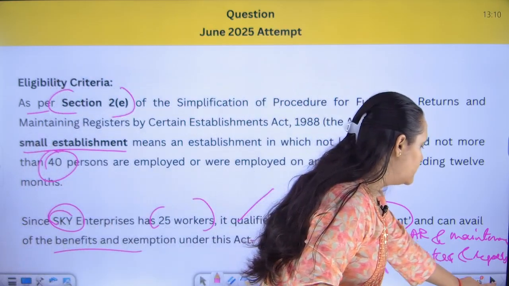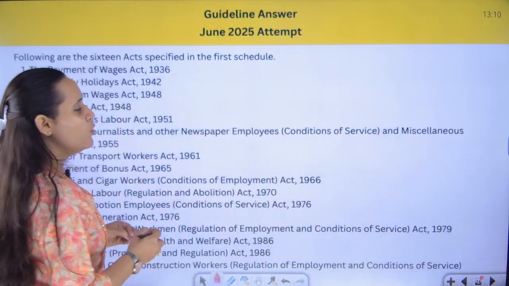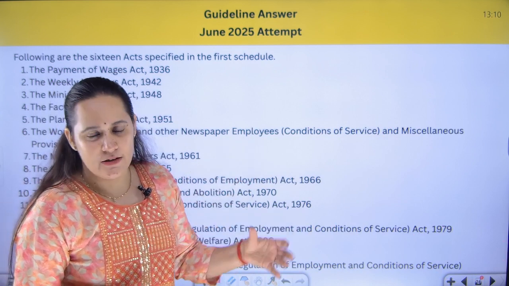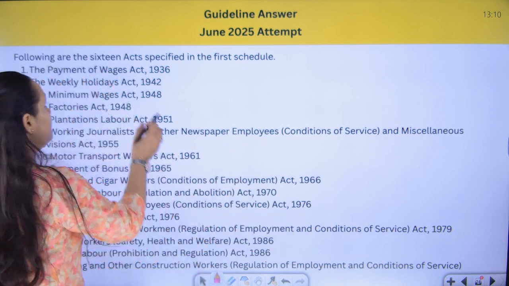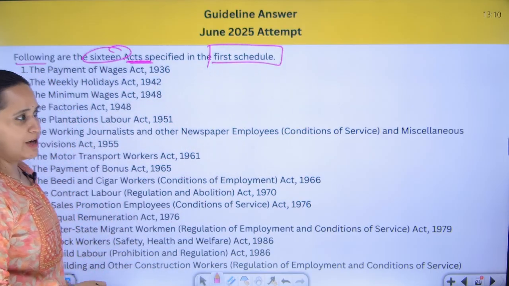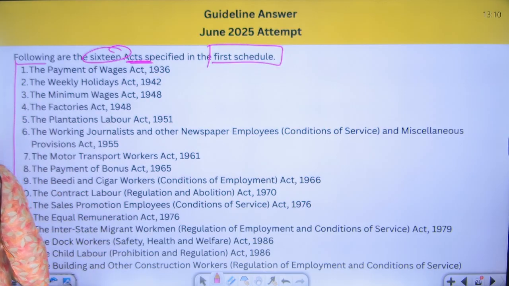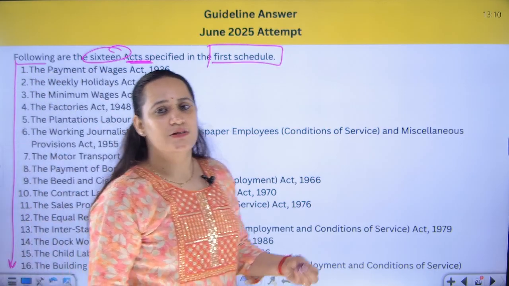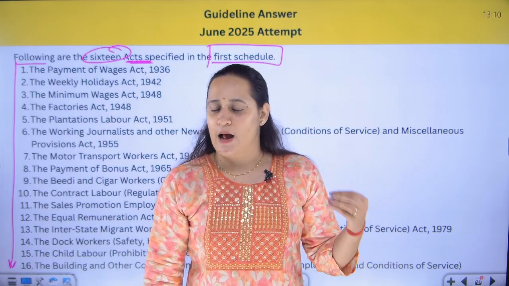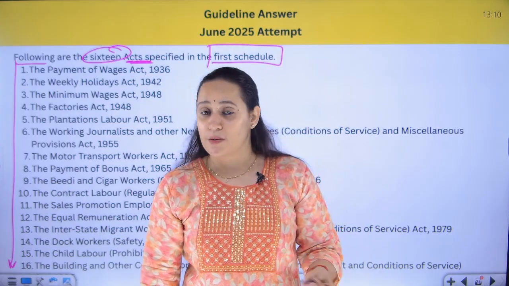Right? And the second question is, what are those enactments that are mentioned under Schedule 1? So this is not concept oriented, it is just your memory that you have to reproduce. The 16 enactments that are specified under the first schedule of the enactment are, and I've already dealt with the 16 enactment, mention those 16 enactments. So it is a direct theory question, direct applicability of the provisions, no interpretation required.